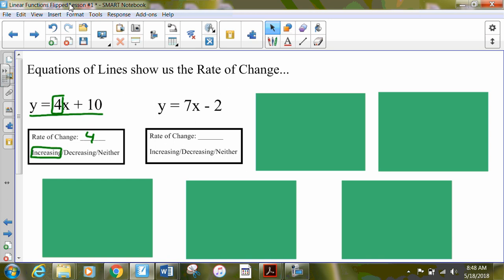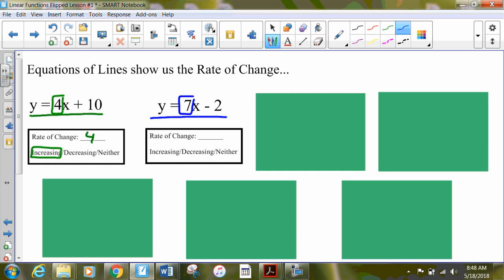So go ahead and write down the equation y equals 7x minus 2. Where can we find the rate of change when an equation is in this form? That's right, before the x. Since 7 is positive, that means that our slope is increasing, our rate of change is increasing.